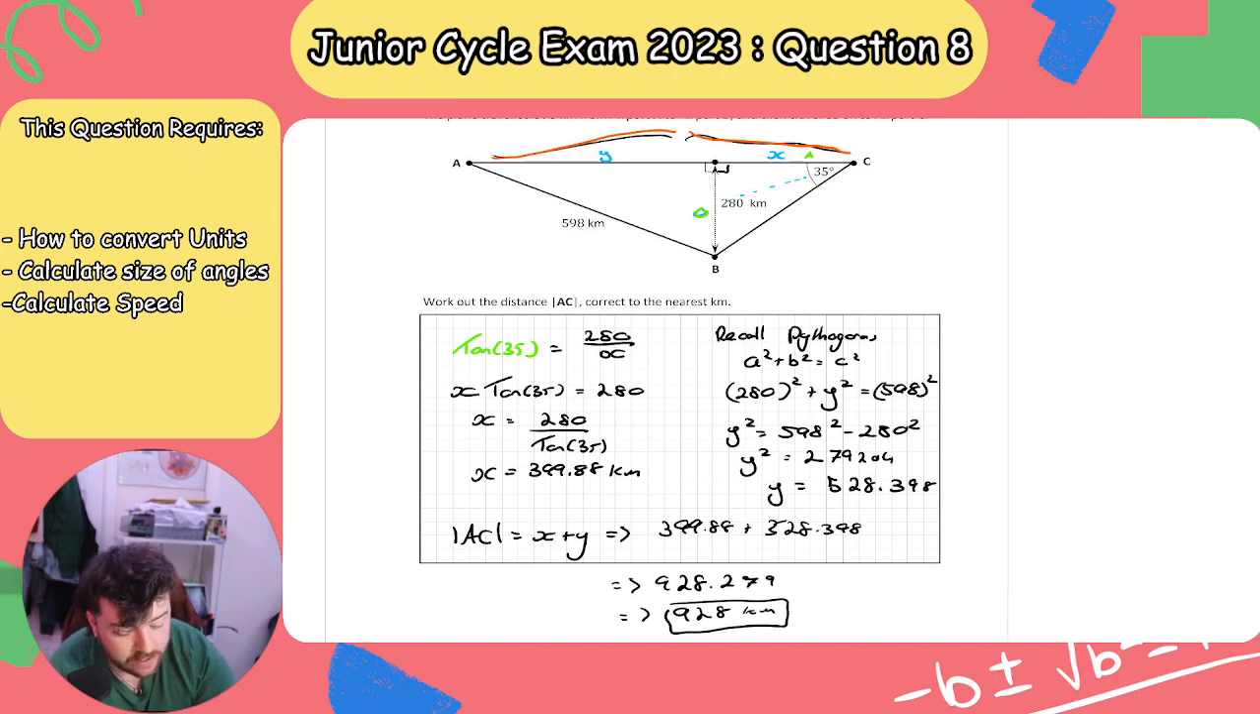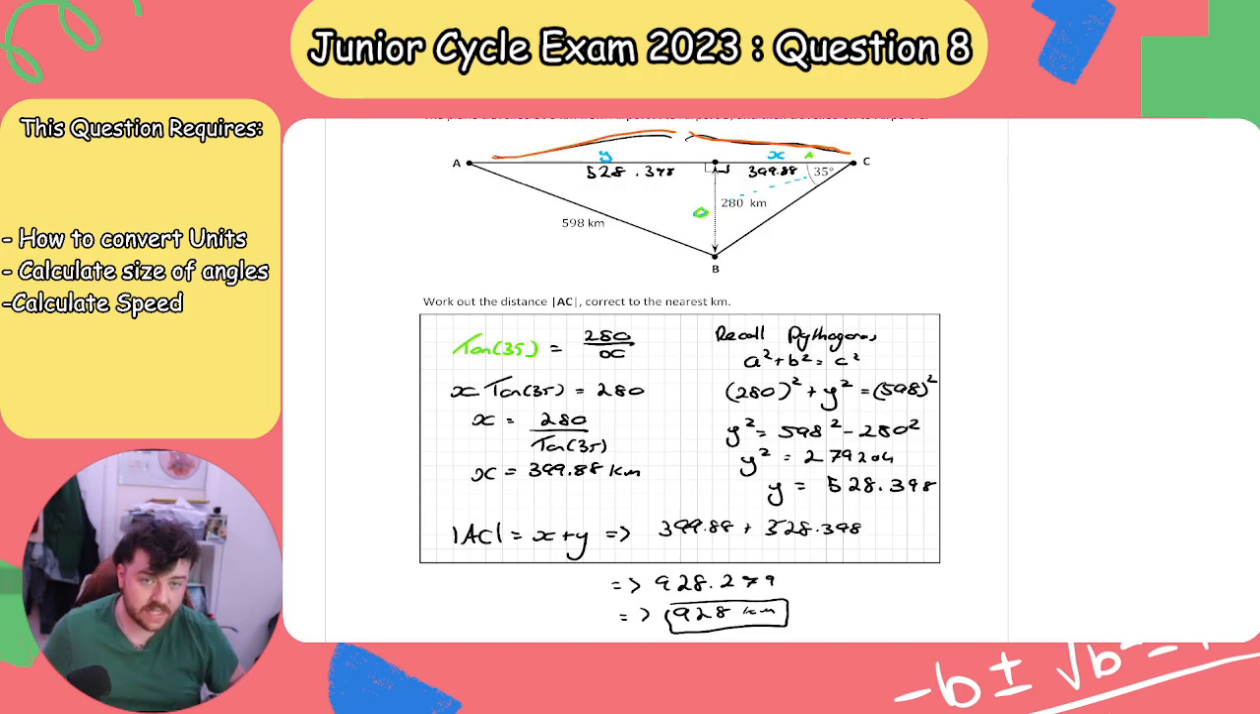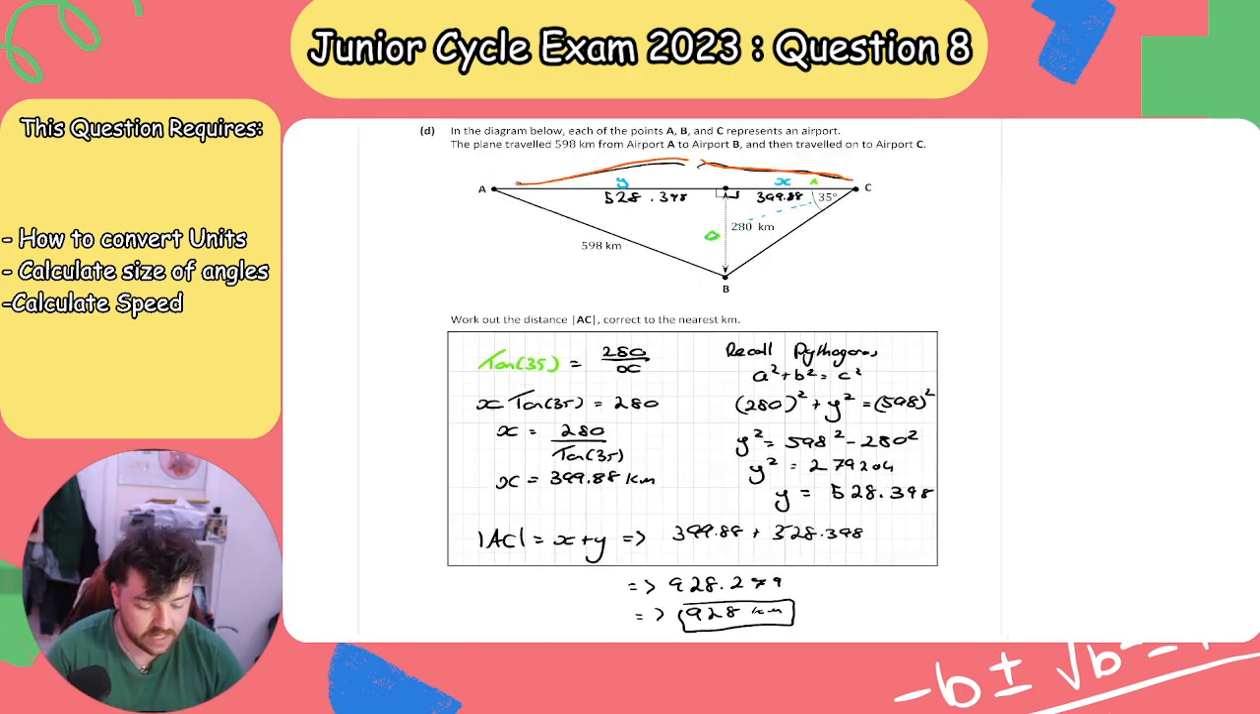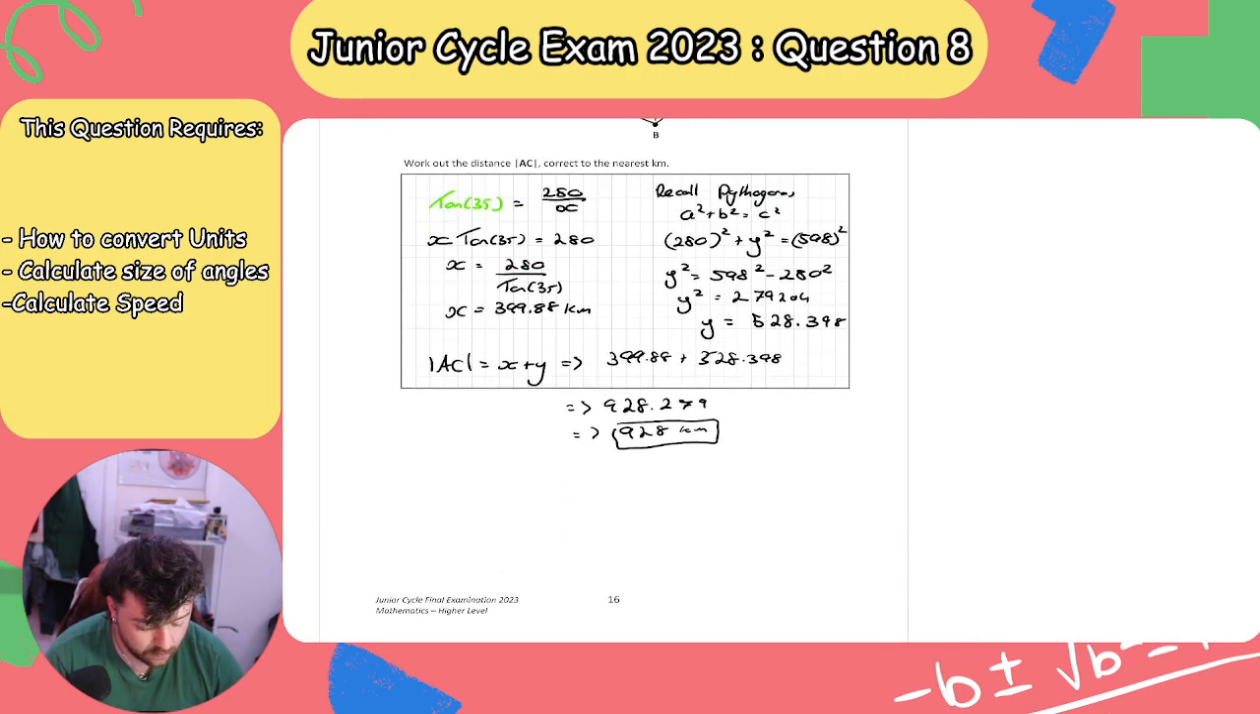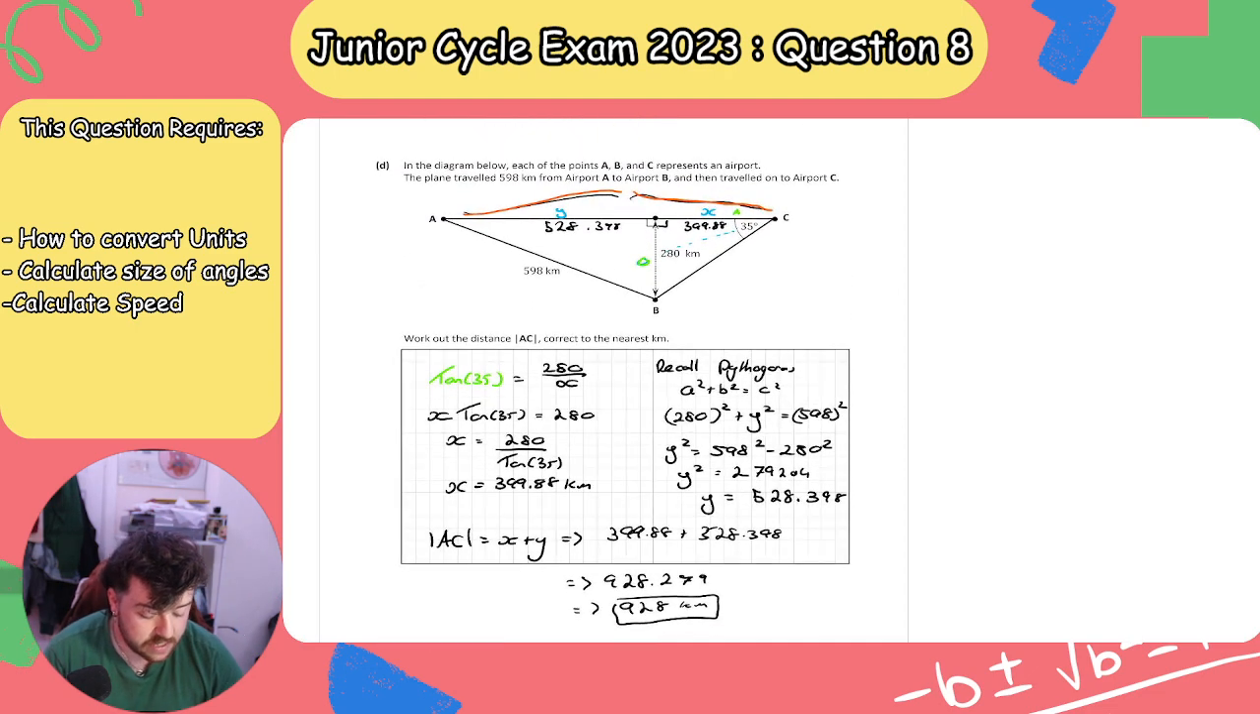Right, so that's how we do this question. I found what y was: 528.398 kilometers, and x was 399.88 kilometers, and you add them together to get your total length AC. So there's a good bit of trig in that question as well, and I hope this video was some help.